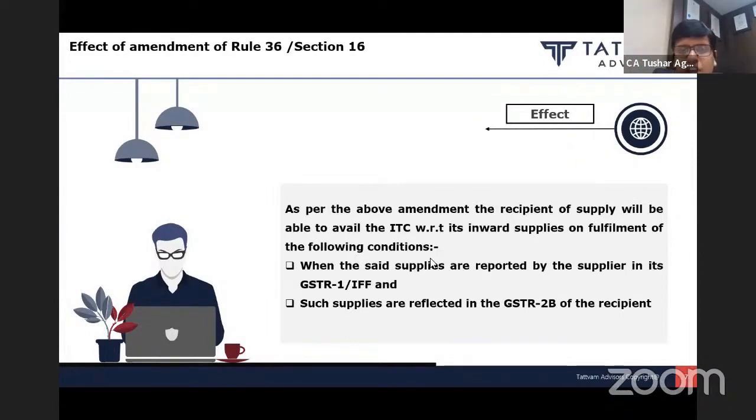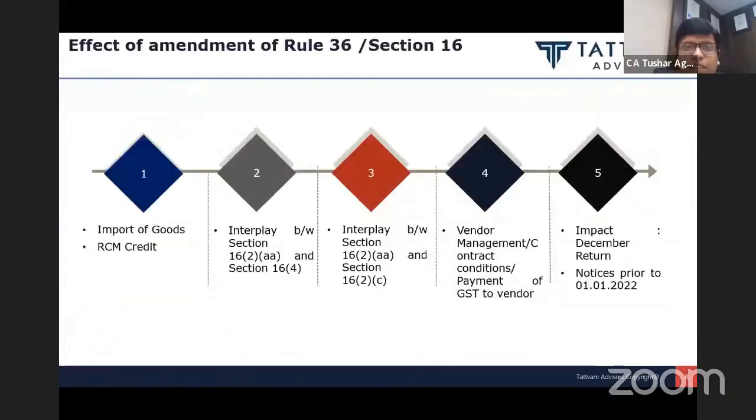Now, what is the practical implication of this particular amendment? First, is this amendment applicable to import of goods or RCM credit? Friends, if we see GSTR-2B, you are also getting import details. But what we have practically faced is that the import details shown in GSTR-2B are sometimes not correct. So whether this amendment is applicable to import of goods also, I will not get the credit if the details of the bill of entry are not coming in GSTR-2B.